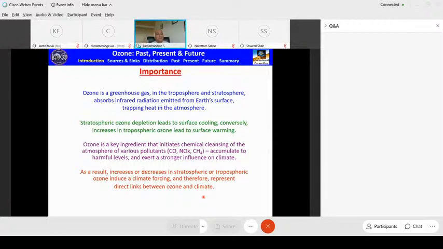Now, suppose the ozone decreases in the stratosphere, then it will actually lead to surface cooling, while an increase in the ozone in the troposphere will lead to warming.